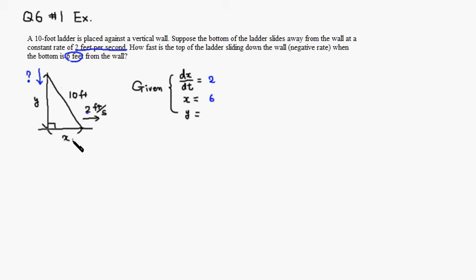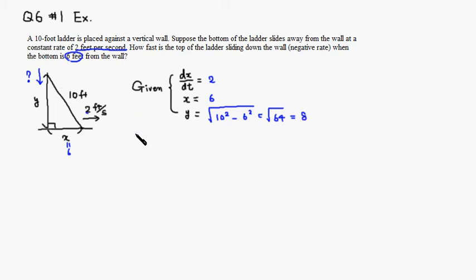So when x is equal to 6, we can use the Pythagorean theorem to find y, because x squared plus y squared is equal to 10 squared. So y is going to be the square root of 10 squared minus 6 squared, which is the square root of 100 minus 36. So it's 64, so that'll be 8.